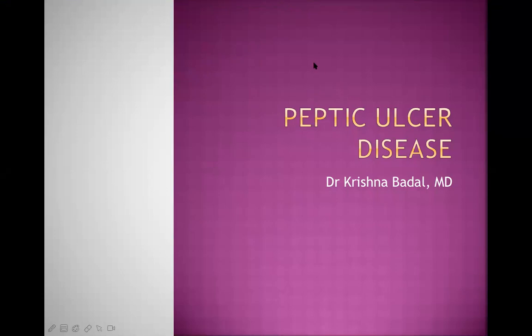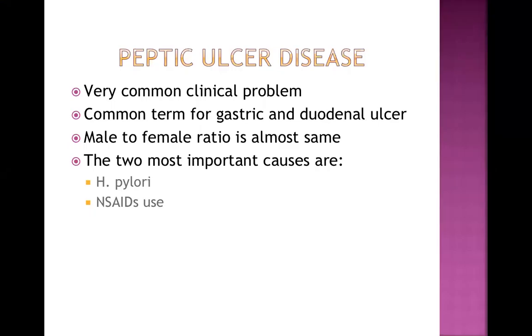Now, peptic ulcer is a combination term for a gastric ulcer as well as a duodenal ulcer. This is a very common clinical problem all over the world. Male to female ratio is almost the same. There is no predilection for sex, and there are so many causes of peptic ulcer disease, but the two most common causes are Helicobacter pylori and NSAID use. That NSAID has to be used for a chronic time, for a long duration.